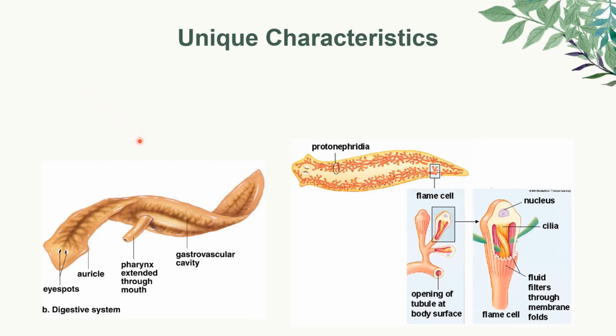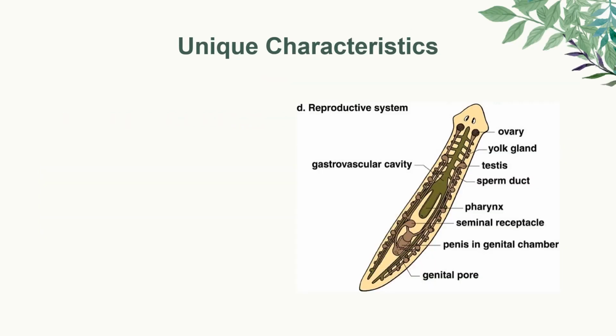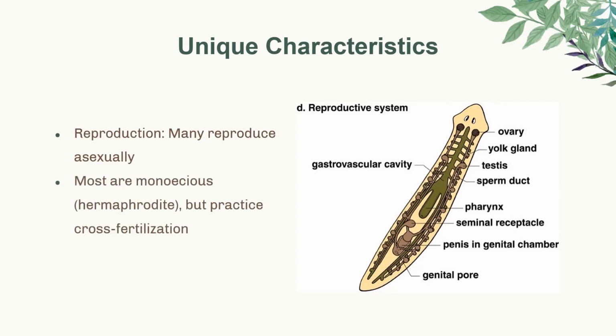Since the Platyhelminthes does not have a body cavity, the digestive system is incomplete and may be absent in some. The excretory system contains protonephridia, which are called flame cells, used for osmoregulation. In terms of respiratory and circulatory systems, it is very lacking, but they undergo those processes by diffusion. In terms of reproduction, many will reproduce asexually. Most are monoecious, meaning they are hermaphrodites, but some practice cross-fertilization.